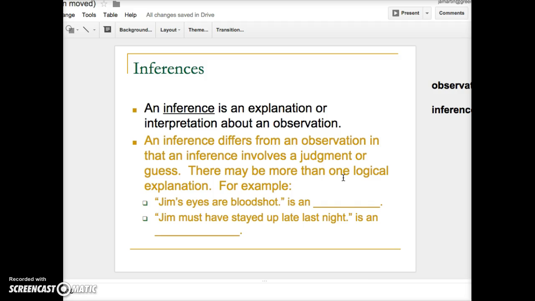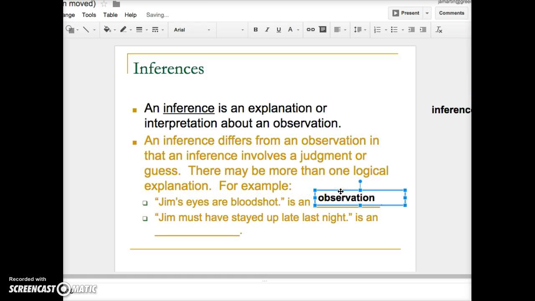For example, Jim's eyes are bloodshot, meaning his eyes are bright red. So that would be an observation. We can observe that Jim's eyes are red. Now, would that be a qualitative or a quantitative observation? That's right. It would be a qualitative observation. And remember, there's an L in qualitative, and that means letters, okay?